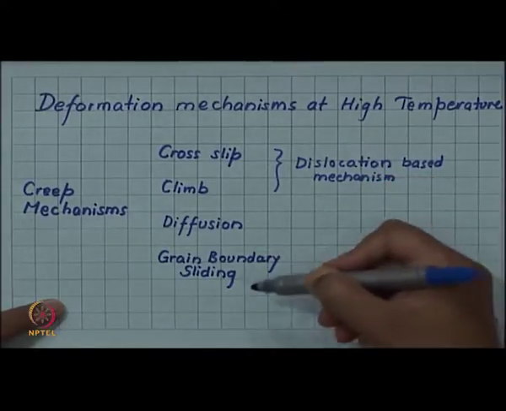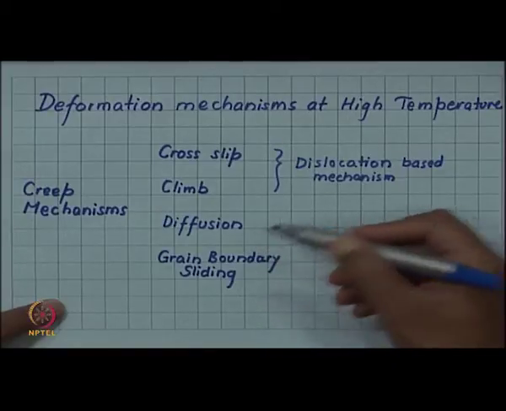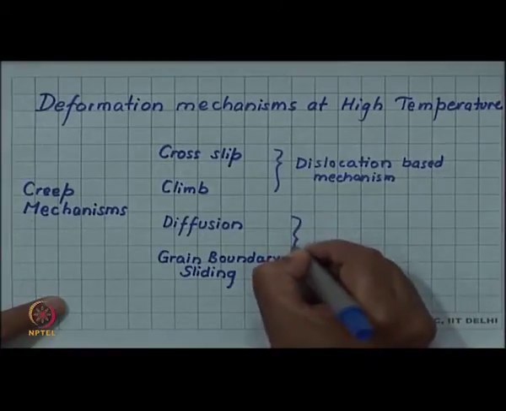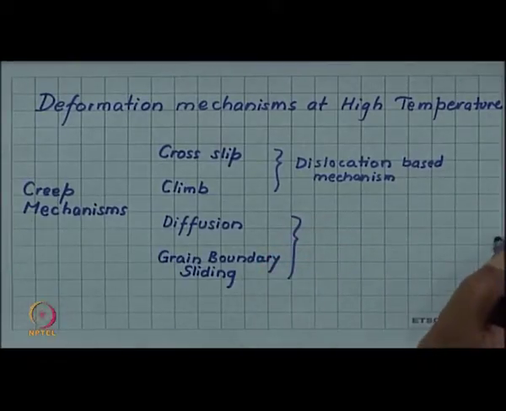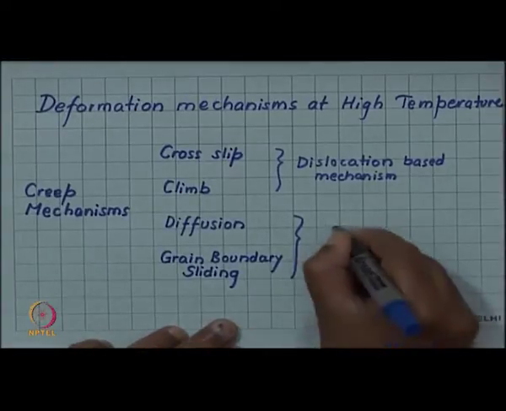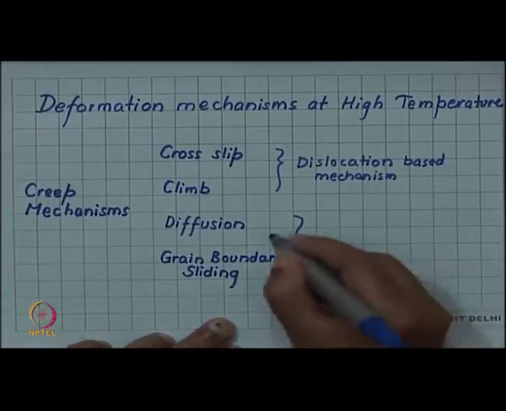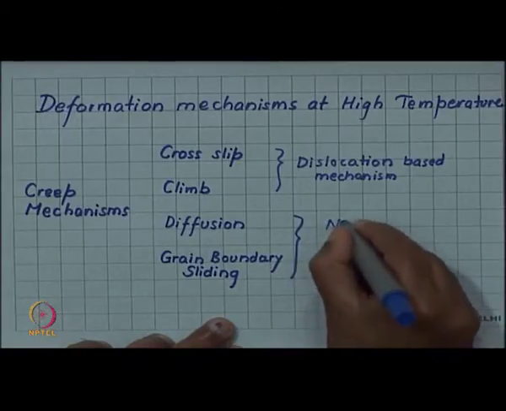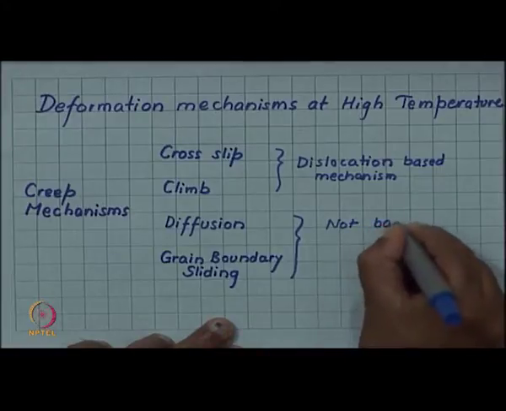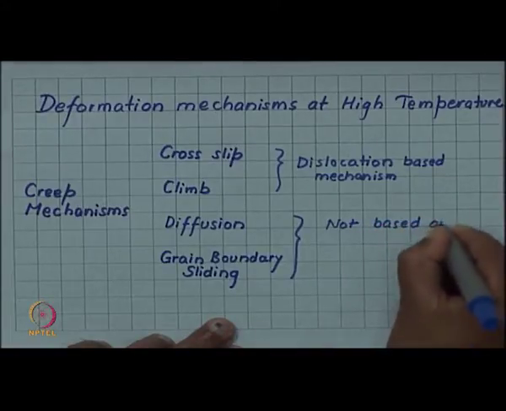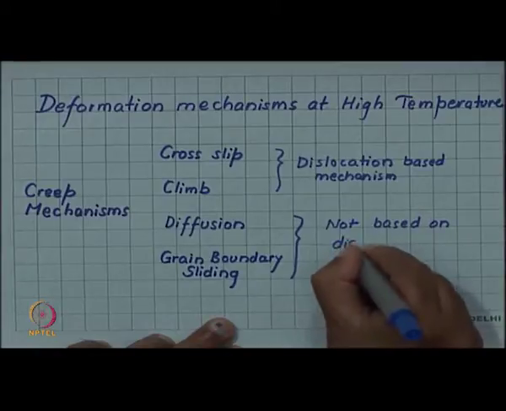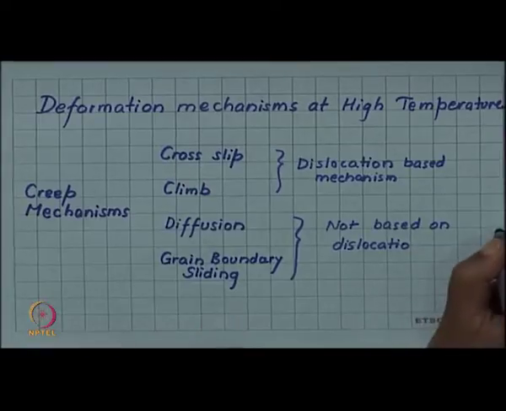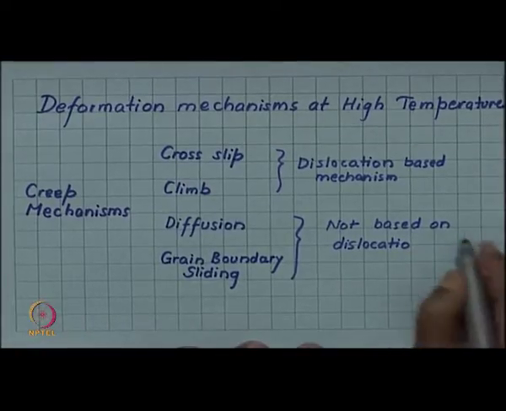But diffusion and grain boundary sliding, these are two mechanisms of plastic deformation which are not dislocation based, independent of dislocation, and they occur only at high temperature and do not happen at low temperature. So, they are particularly effective in creep. So, these are not based on dislocations. So, high temperature deformation need not necessarily be a dislocation based deformation.